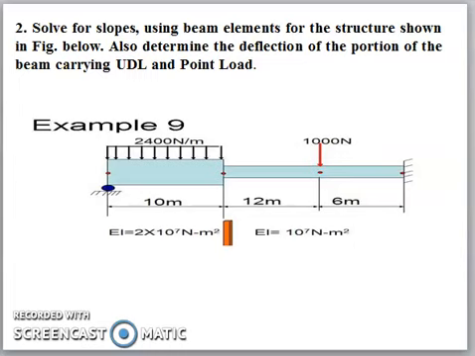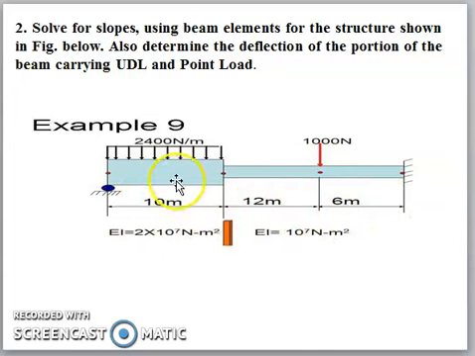Now the solution. The given data: a load of 2400 Newton meter, 1000 Newton meter, L1 is 10 meter, L2 is 12 meter and L3 is 3 meter. L1, L2, L3 are given. EI for element 1 and EA for the element are given. And one more thing you have to remember here.